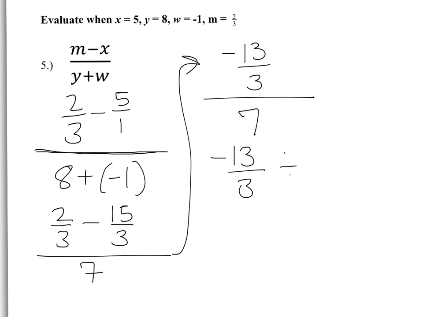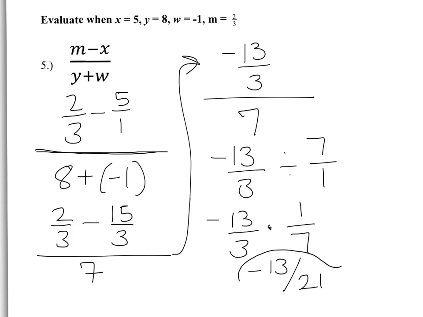divided by 7 over 1, or you can skip that step if you can do this part in your head. Negative 13/3 times 1/7. And again with multiplication, if you could cross cancel, you could, but in this case we can't. So we're just going to multiply straight across. So negative 13 times 1 is negative 13, and 3 times 7 is 21. And so we get negative 13 over 21. And if we could reduce that, we could, but we're done.